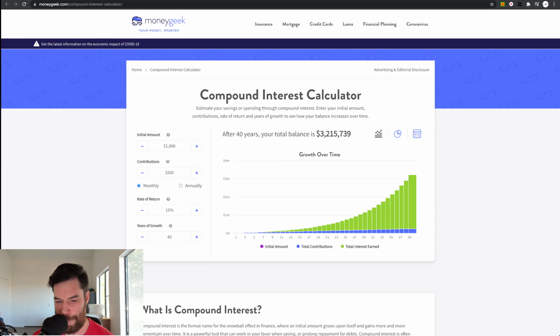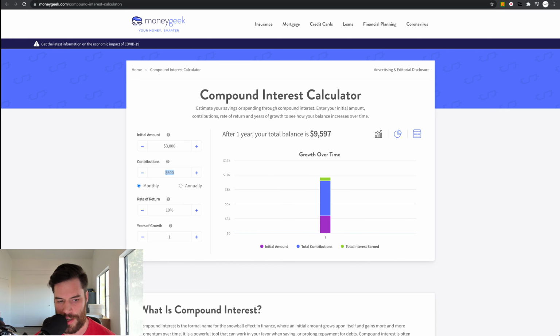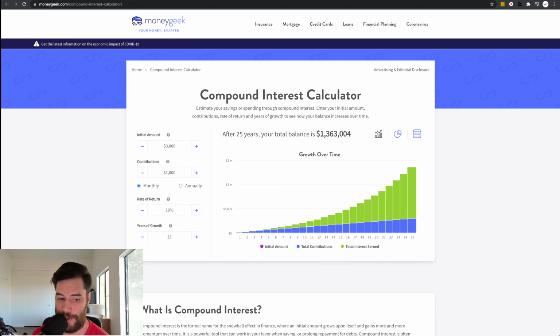But let's just say it's a little late. Let's say you're 40 and you want to retire at 65. But you have some money to throw around because you're a little older. Say you got $3,000 to start, and let's say you can contribute $1,000 a month. Let's just say 10% return. 25 years, you're at 1.3 million. How much did you actually put in? You put in $300,000, but you gained $1 million in interest alone. So that is the beauty of compound interest.